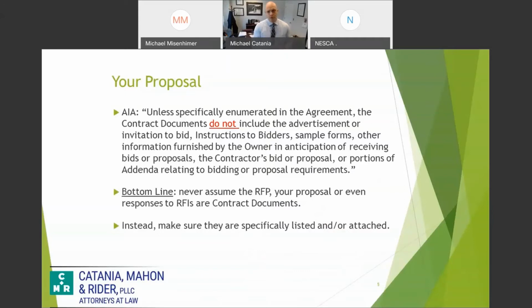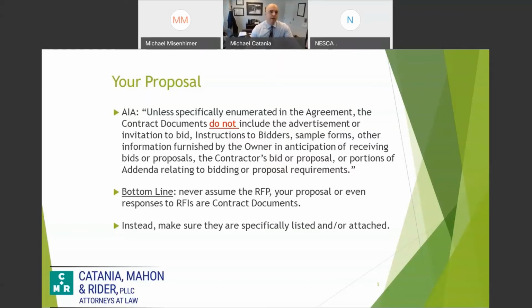So a couple points here. Number one, your proposal. Is that a contract document? A lot of times you might assume it is. It's what you negotiated. You were responding to the owner's request for a proposal, and you submitted the proposal, and they say you have the job. So certainly that's going to be a contract document. No, unless it's specifically set out in the contract. For example, Exhibit C, contractor's proposal dated January 1st, 2021, and the AIA contract says it's not included.